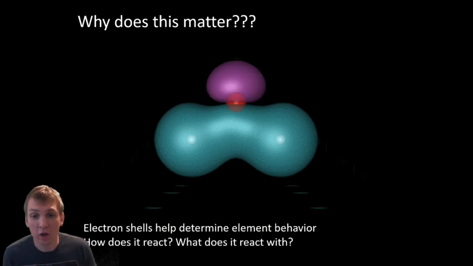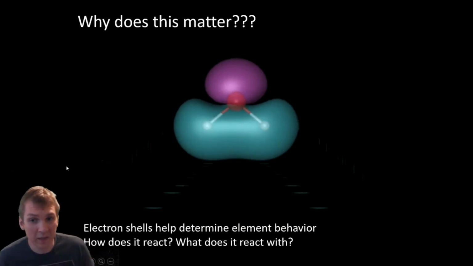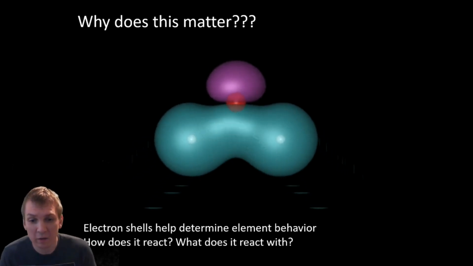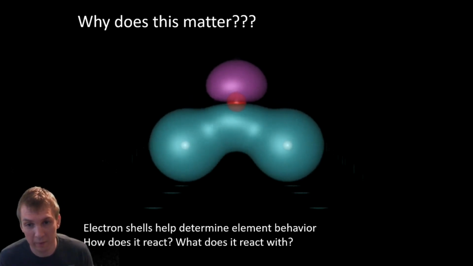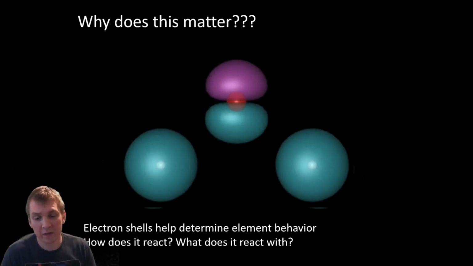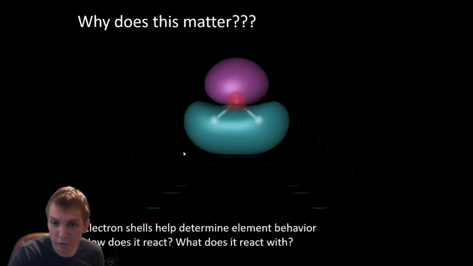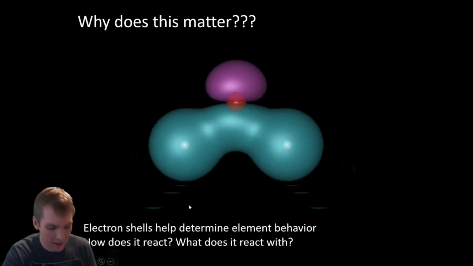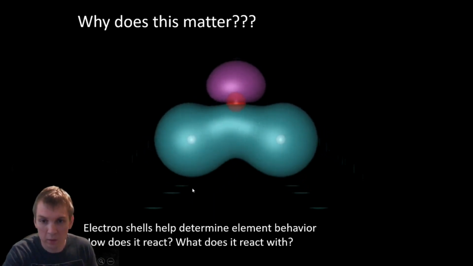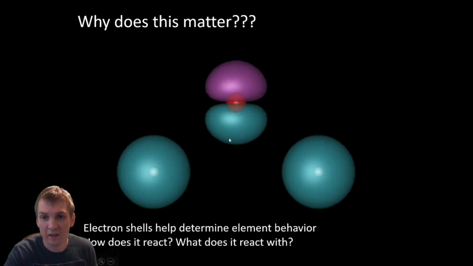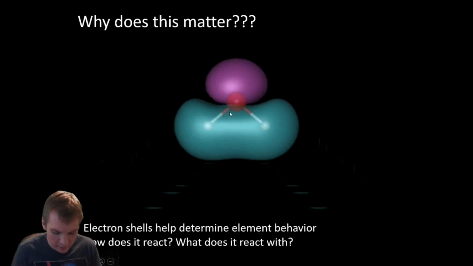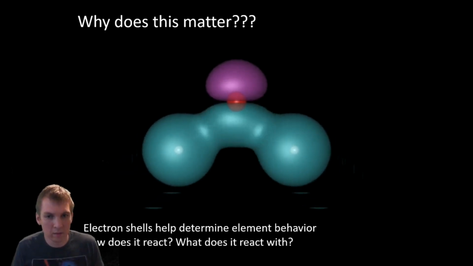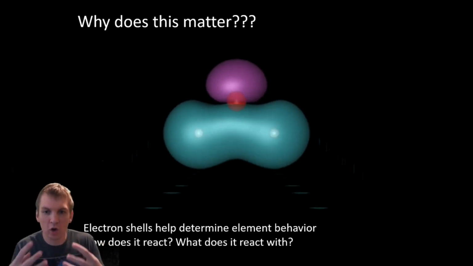All right, so why does all of this matter? The reason, again, is because the electron shells help determine the element's behavior, or how it reacts and what it reacts with. So, for instance, let's say I've got 2 hydrogen atoms, and hydrogen has 1 electron. So I have just 1 electron, and it's playing 1 note, like that. And then this is oxygen, which has 6. So I'm going to do my best to play 6 notes here. And then you add that 1, and it kind of creates this harmony amongst them.